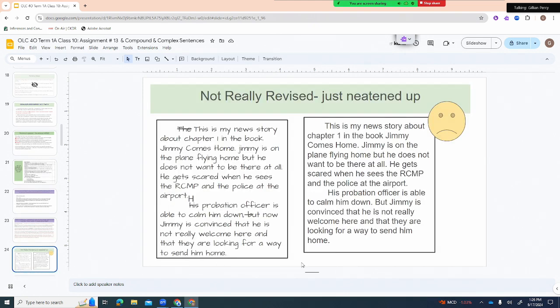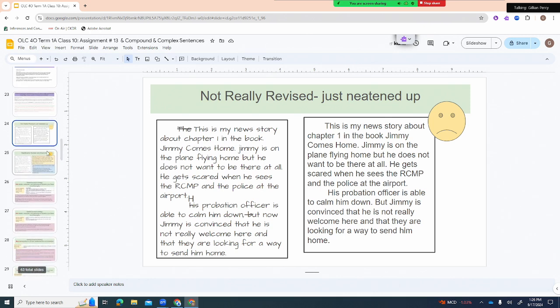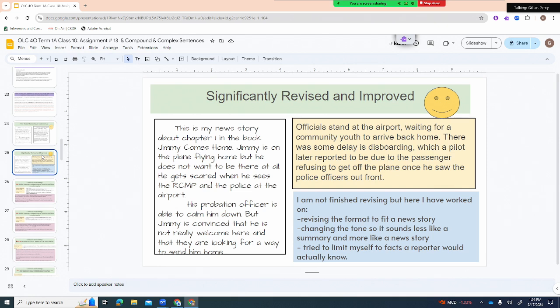So here is what some people are doing. They've really only identified two small little problems. They changed a word and they changed a capital. Okay? In this case, you haven't really revised. You've just neatened it up, right? People will do this in handwriting, then they'll do this in typing. Nothing has significantly changed. It's exactly the same. Okay? That is not what I'm looking for. I'm looking for more like this.